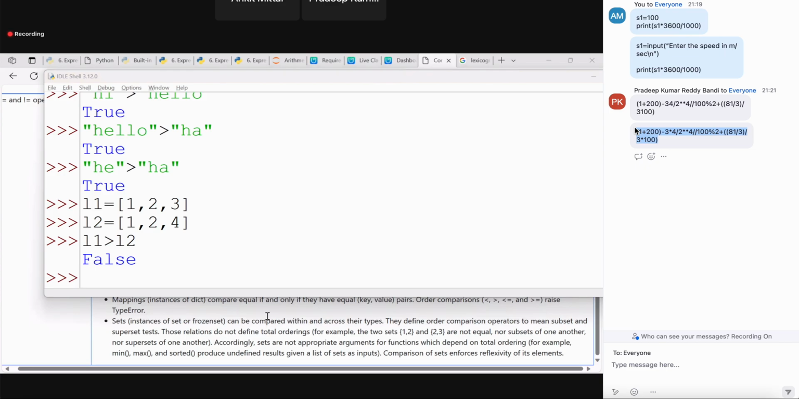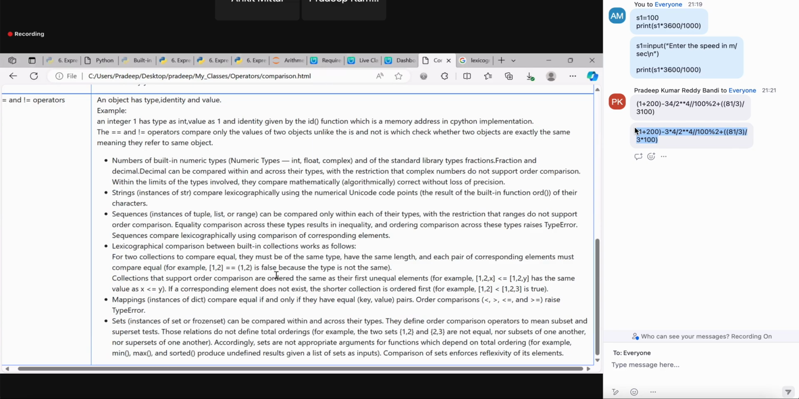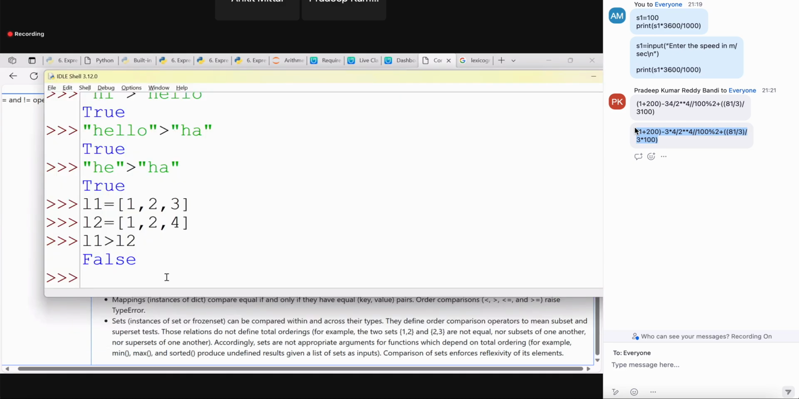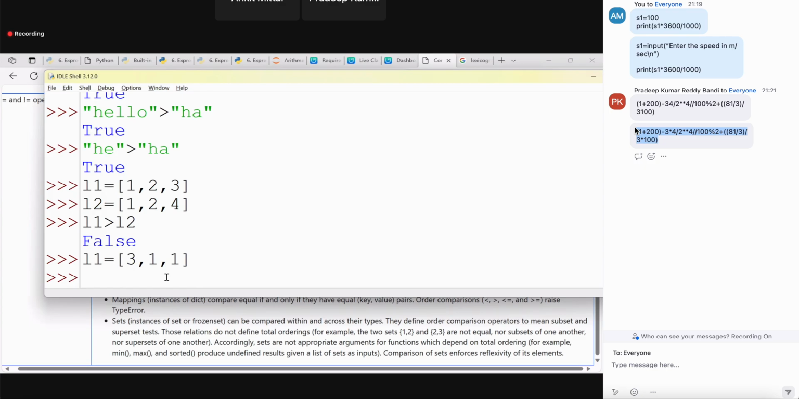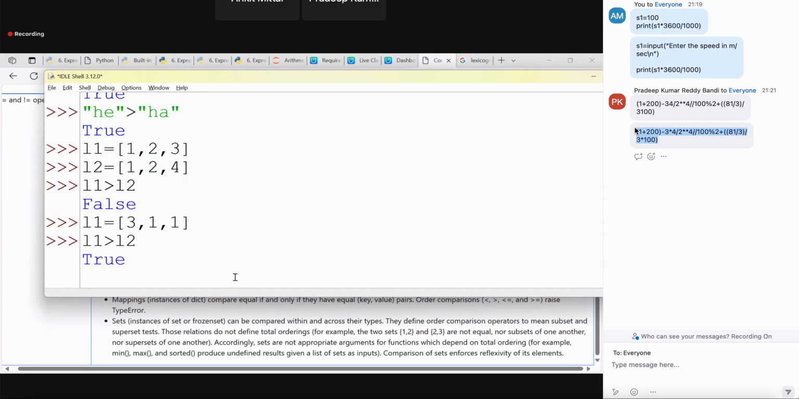So whenever you are giving a sequence, it is value by value. Again, a shorter sequence means compare only up to that point. If we say L1 is 3, 1, 1, then because the first one is greater, it directly gives true, because the rest two are smaller. It looks from the left for the first position, and then it doesn't compare further.